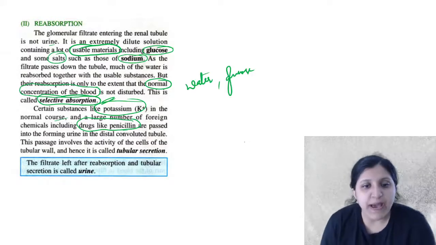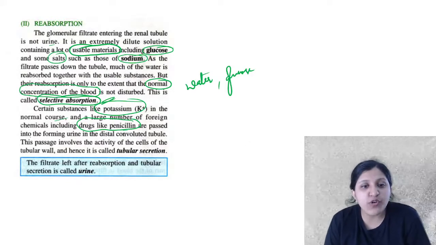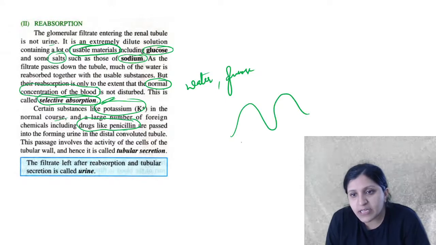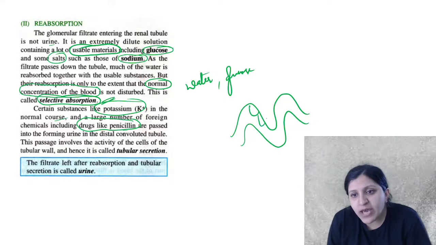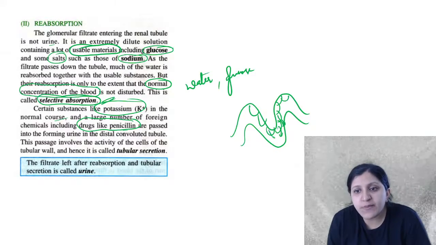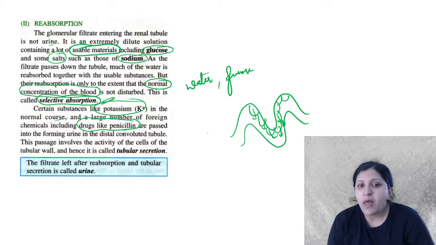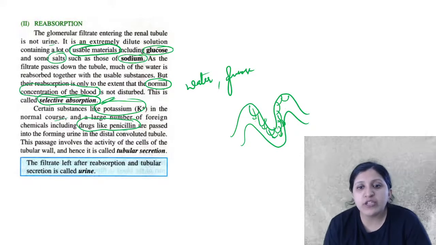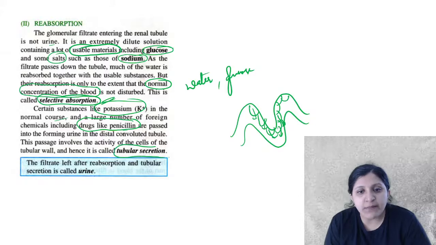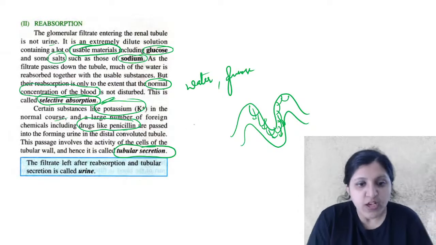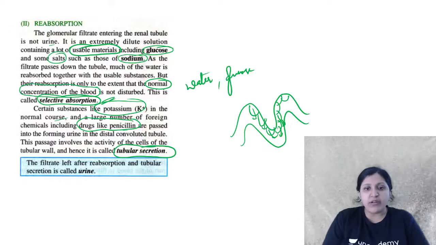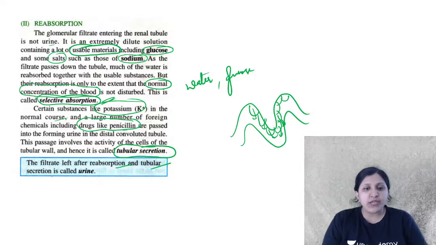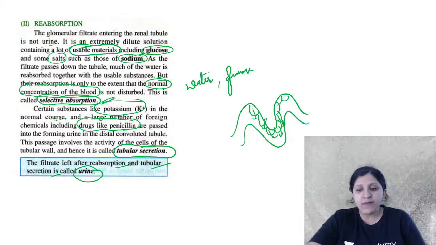Okay, so now the passage involves the activity of the cells of the tubular wall. Let's say this is a DCT now. The cells in the DCT are responsible for secretion of penicillin, or an excess amount of potassium will be secreted and thrown out. That is why this is a tube, and the tubular cells are secreting, so the name is given as tubular secretion. The filtrate which is left after reabsorption and tubular secretion, we can now call it urine.